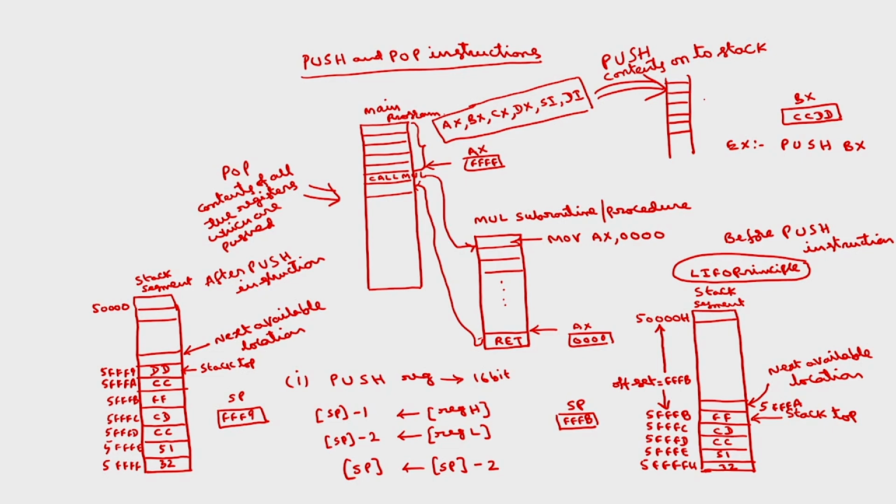So if I assume that this is before push and this is after push, and if I take this as before pop, this will be again after pop. So the original contents of the BX will be restored. In this way, we can use the registers in both main program as well as subroutine by using the stack. This is about the first push instruction, which is push register.